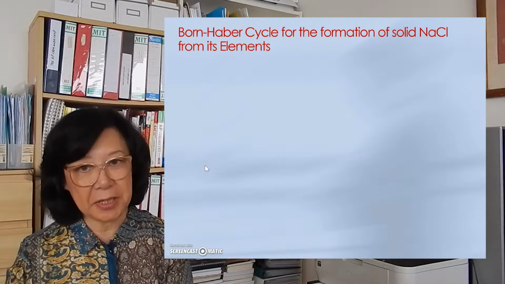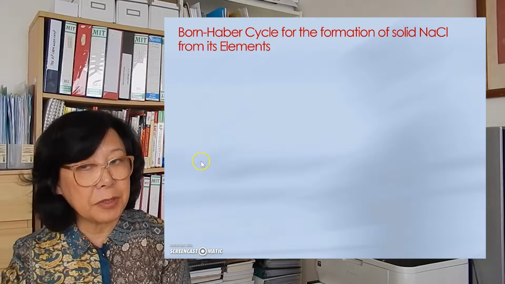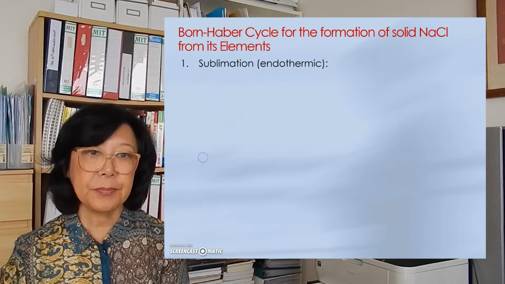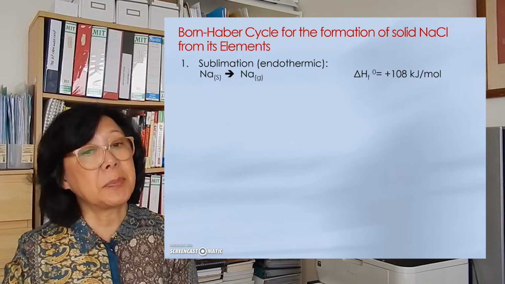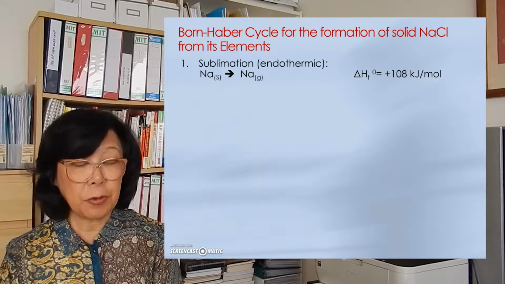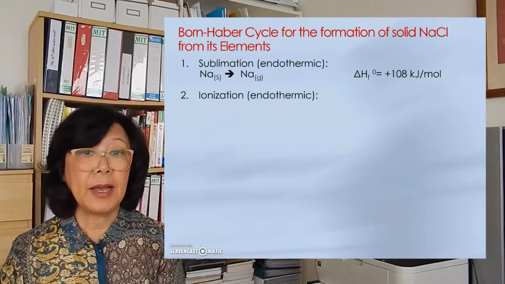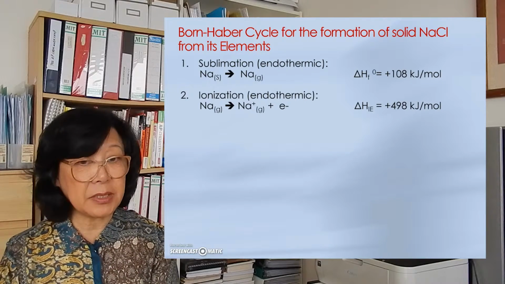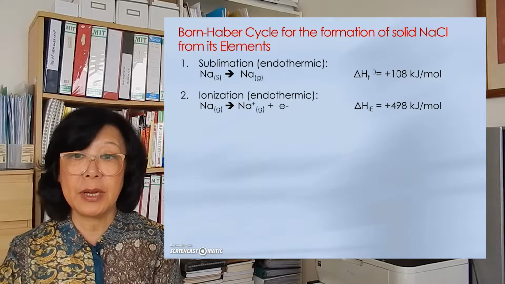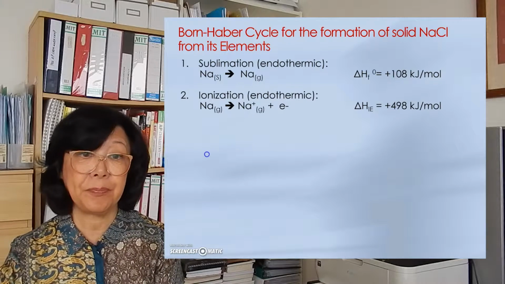Now the Born-Haber cycle is a summary of the key steps to show how solid sodium chloride is formed from the elements and the energy involved. First, we need to sublime this sodium metal into gaseous state by inputting energy endothermically, 108 kilojoule per mole, energy of sublimation. Then this sodium atom in the gaseous state will be ionized by using first ionization energy of 498 kilojoule per mole to knock off an electron to become sodium plus 1 ion.